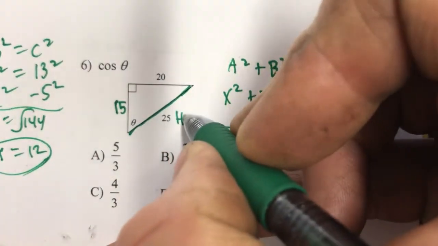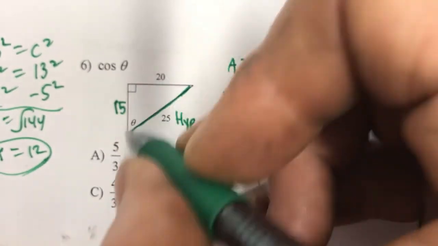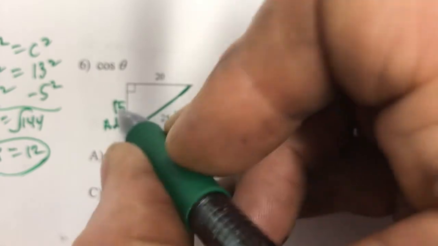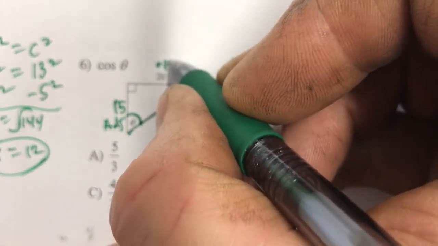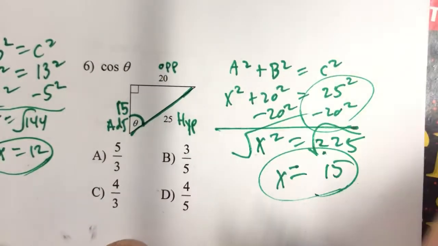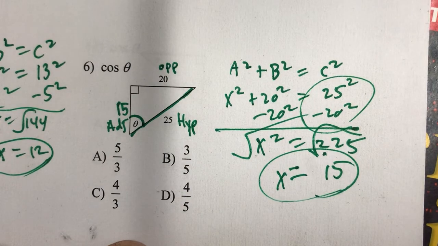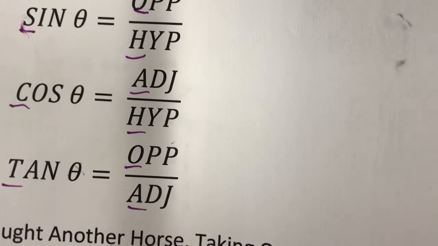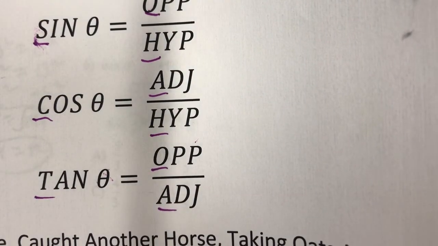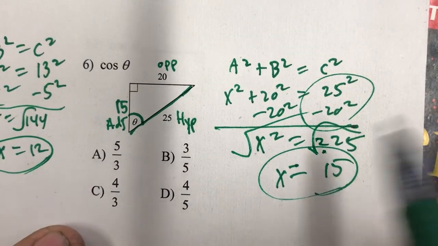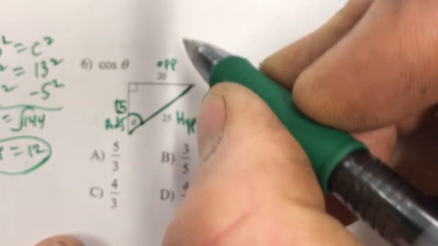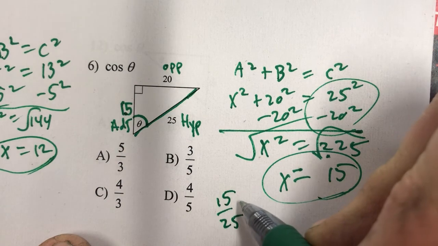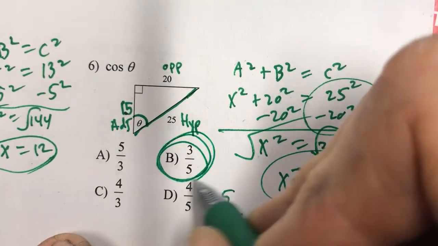Now we've already said this is a hypotenuse. These two are my legs. So here's my theta, which means this one next to it is adjacent, and this is away from it. This is opposite. So there they are labeled. Now we're looking for cosine. If you remember now, cosine is adjacent over hypotenuse. So this is going to be adjacent, 15, over the hypotenuse, 25. So it's 15 over 25, and that simplifies to 3 over 5. There's the answer.